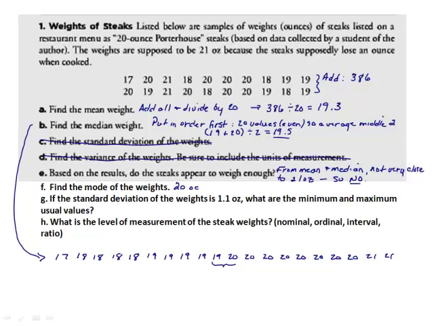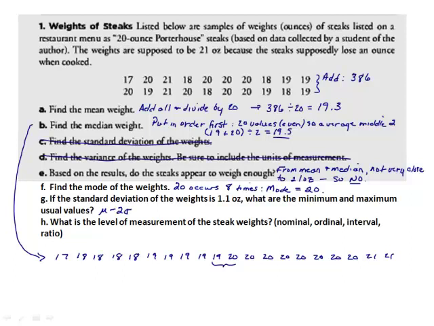Now let's also find the mode of the weights. And if you look at our list that we had sorted at the bottom, 20 came up 8 times. That was the most of any of the values. So that would be our mode. And now if the standard deviation of the weights is 1.1 ounces, what are the minimum and maximum usual values?